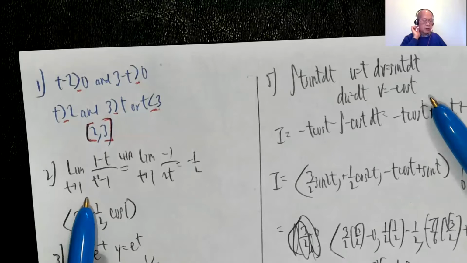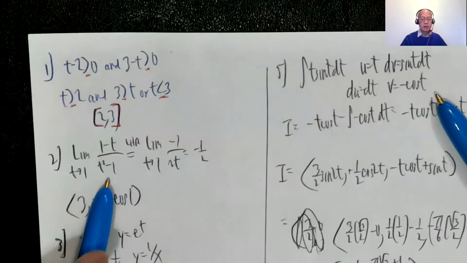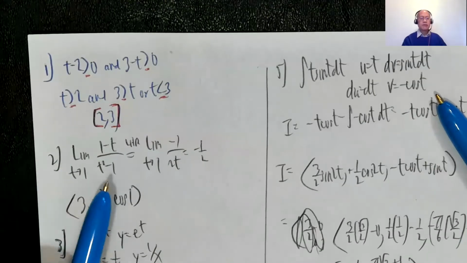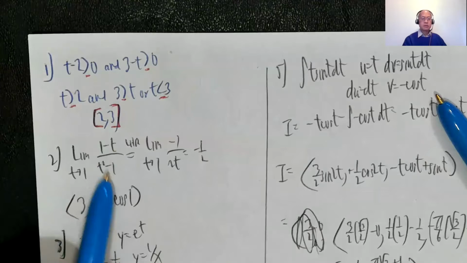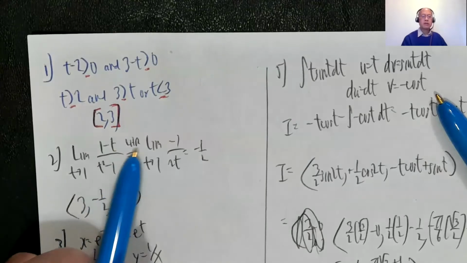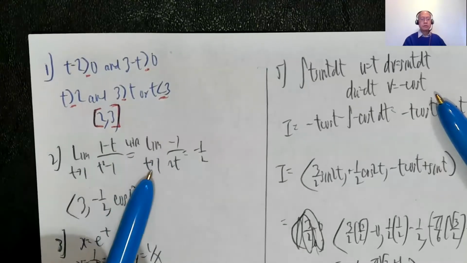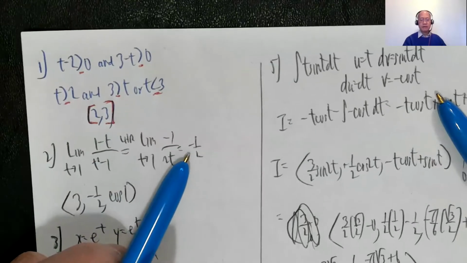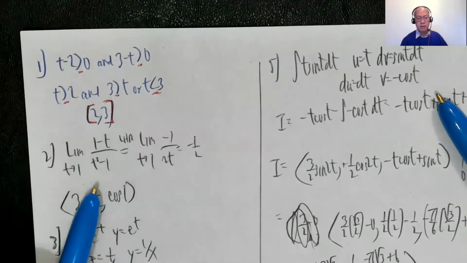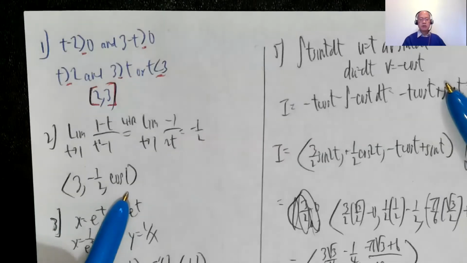Number 2, the middle limit for the y component. We can do that by L'Hopital's rule. If you plug in 1, you get 0 over 0. So LHR, L'Hopital's rule, take the derivative of the top, -1. Take the derivative of the bottom, 2t. Now you plug in -1/2. And the others you just plug in. So 3, -1/2, cosine of 1.